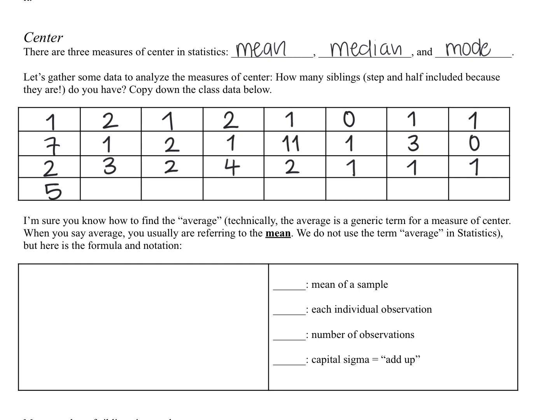So average is a term you've probably heard before to represent finding the mean. It is a generic term for a measure of center, so we aren't typically going to use the word average, because average could mean mean or median. Like, it's very generic. So when you are saying average, you're usually referring to the mean. So we're going to start using mean. We're not really going to say average.